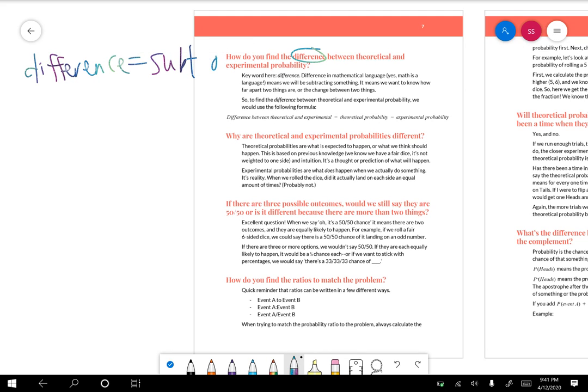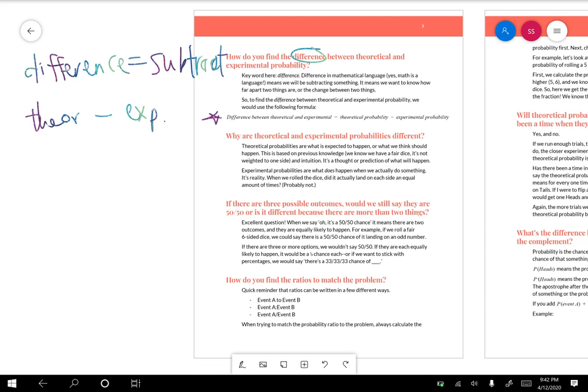So really we're just subtracting the theoretical probability and experimental probability numbers to find the difference. We're just subtracting there. So there's your formula. Why are theoretical and experimental probabilities different?